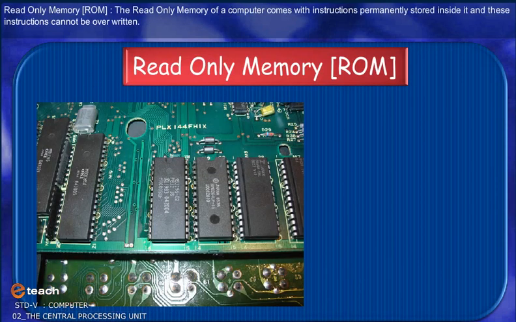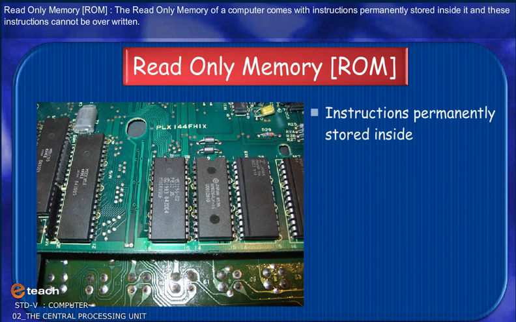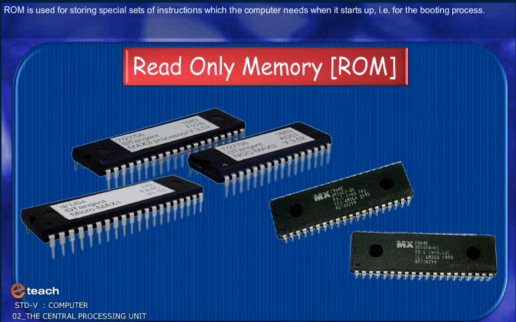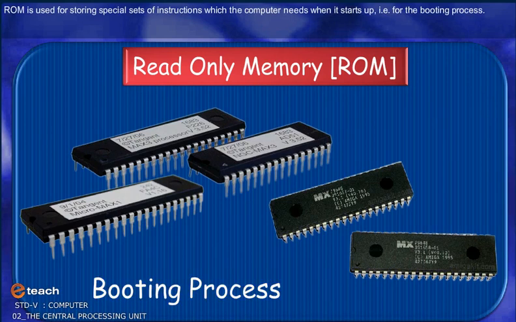Now read-only memory, that is ROM. The read-only memory of a computer comes with instructions permanently stored inside it, and these instructions cannot be overwritten. It is therefore known as permanent memory. These instructions have been stored at the time of manufacture of the computer. ROM is used for storing special sets of instructions which the computer needs when it starts up, that is, for the booting process.